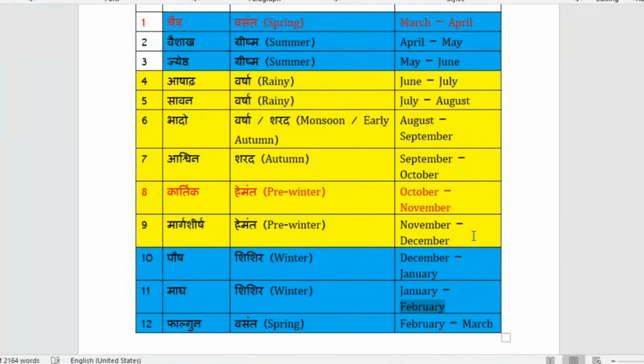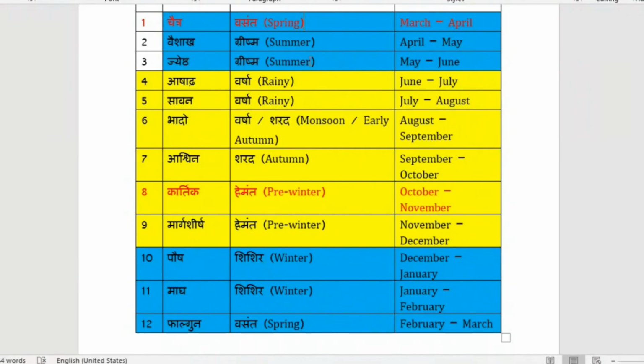Yes, ma'am. Okay. Now tell me, all of you, one by one. Ruchi ji, tell me the sequence of the seasons. Ma'am, first Vasant, Grishma, Varsha, Sharad, Hemant, Shishir. Very good.